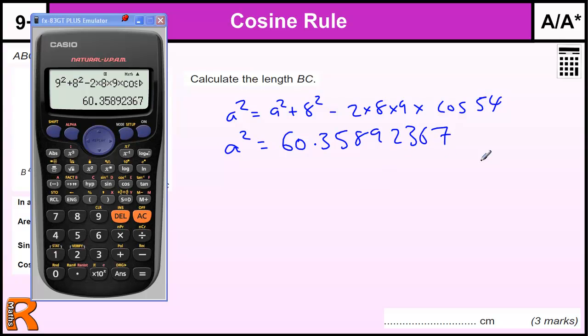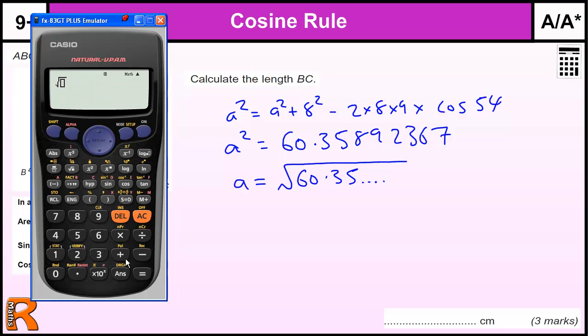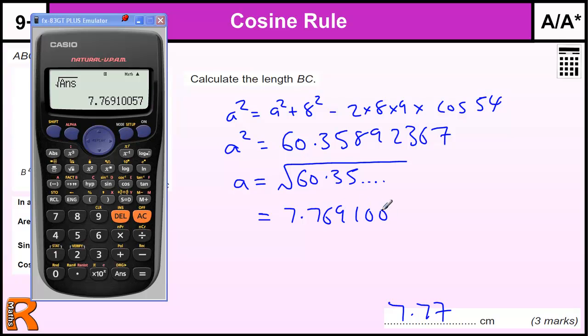60.3589237. A common error would be to leave that answer and not square root it. You'd get 2 marks for that, but just to get the actual answer we need to do the square root of that. So leave the answer in the calculator, press the square root button, put the answer, and we get 7.77 to 3 significant figures. Might be worth just writing down the calculator display. And there we go, 3 marks, level AA star.